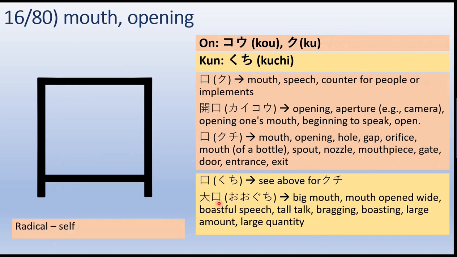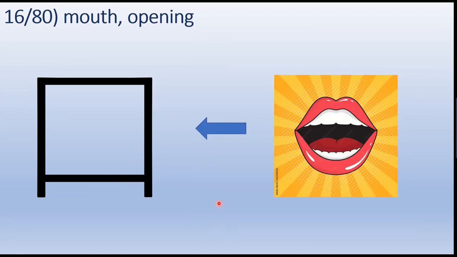This is a radical by itself, and this is the stroke order. So there are three strokes to write this. And this has come from this, which shows a mouth wide open. So this is like the open mouth.